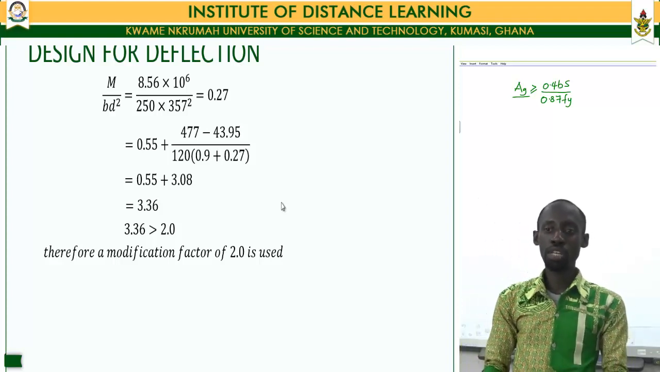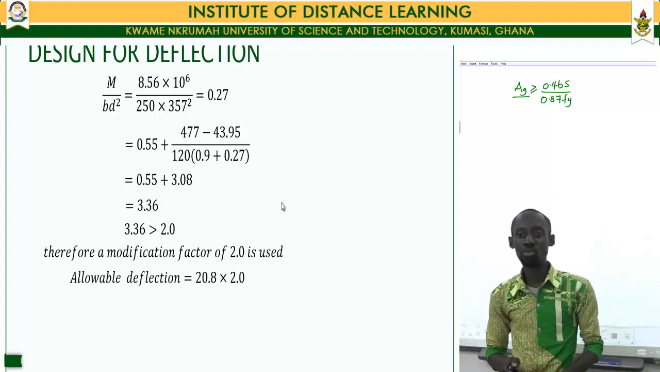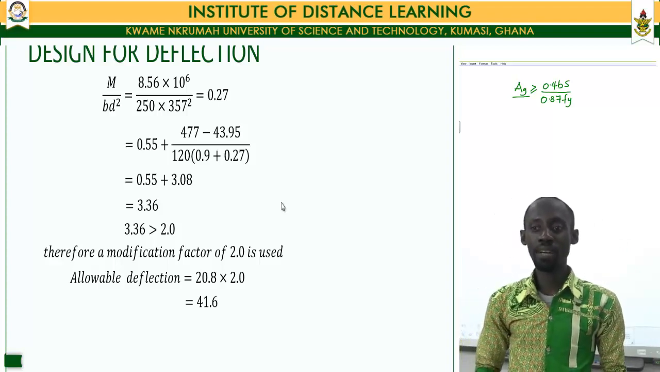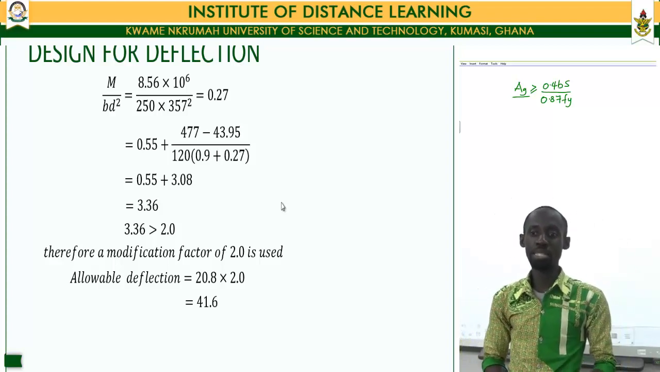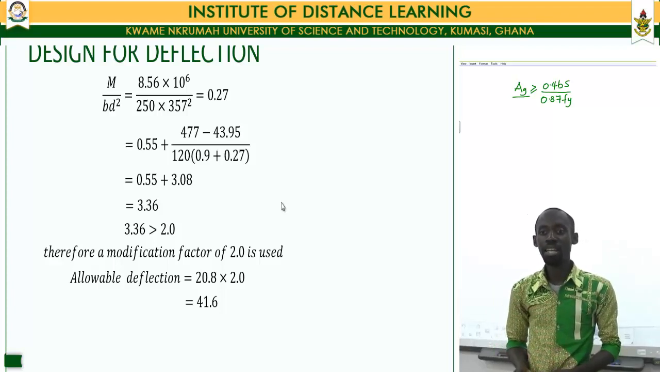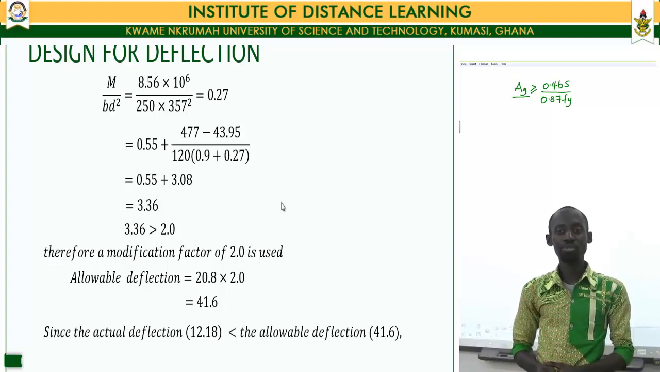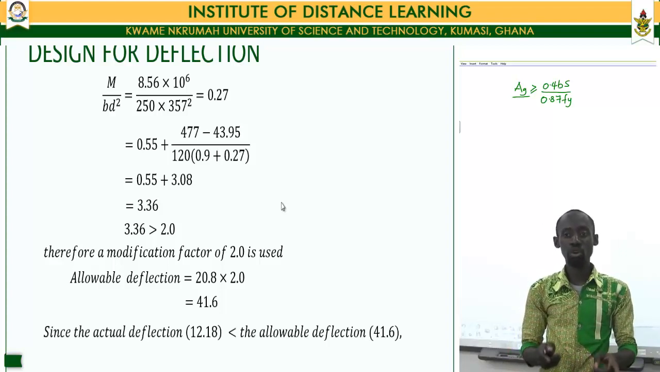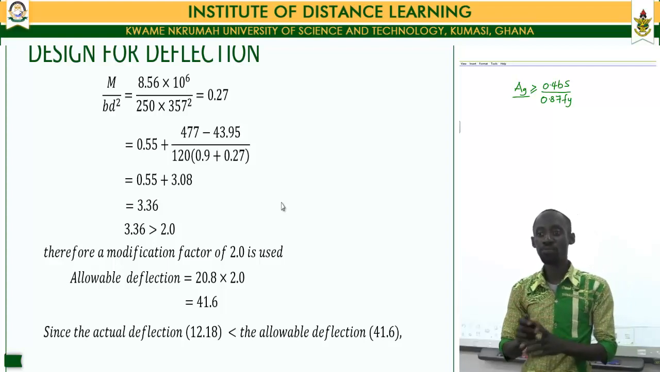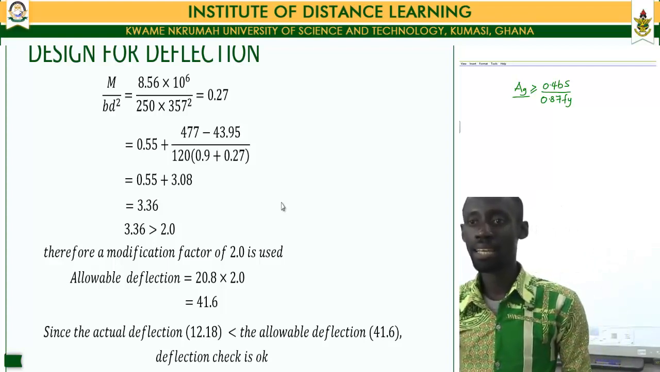So then, making use of the 2.0 modification factor, our allowable deflection now stands at 20.8 multiplied by 2.0, which gives us a limiting value of 41.6 millimeters. Now, comparing the 41.6 to our actual deflection, we come to realize that our actual deflection, which was 12.18, is less than our allowable deflection, which is 41.6. In which case we can say that our deflection check is okay.